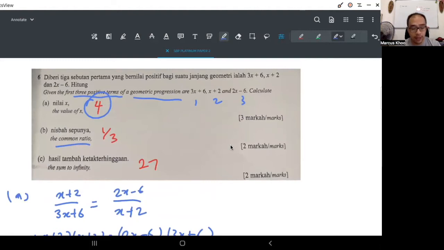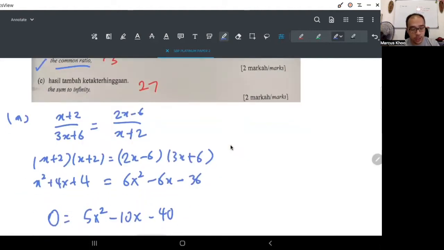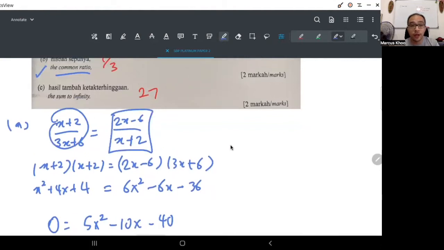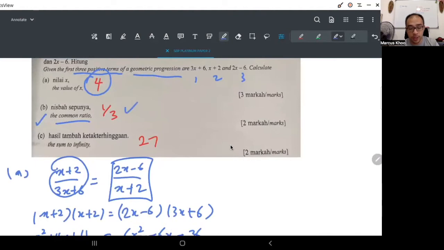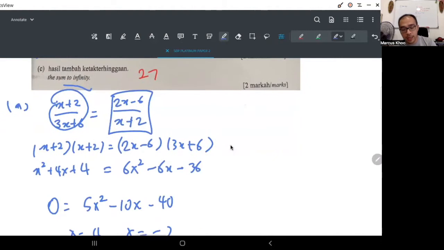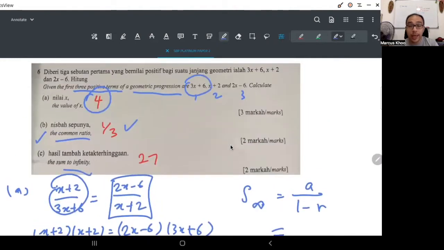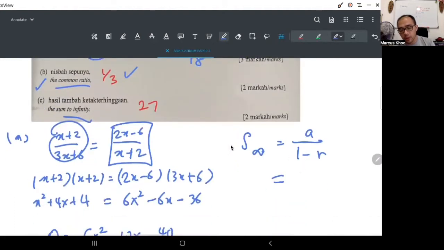Then after that, find the common ratio. For the common ratio, you can just substitute the x in here or here, to find the common ratio, which is 1 over 3. Then the sum to infinity. Sum to infinity is a over 1 minus r. We can find the value of a by substituting x equals 4. So 3 times 4 plus 6 is 18. So 18 over 1 minus 1 over 3. You should be able to get the answer 27.